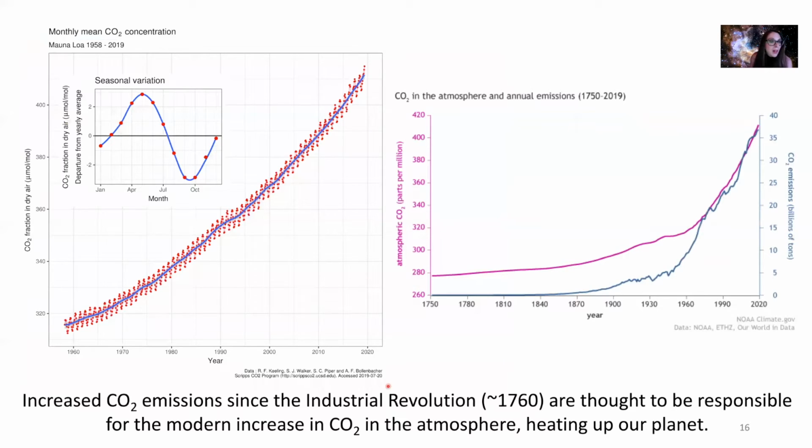Okay, so this is a plot that shows the carbon dioxide in our atmosphere. Basically, if the unit is larger here, that means that there's more carbon dioxide in the atmosphere.